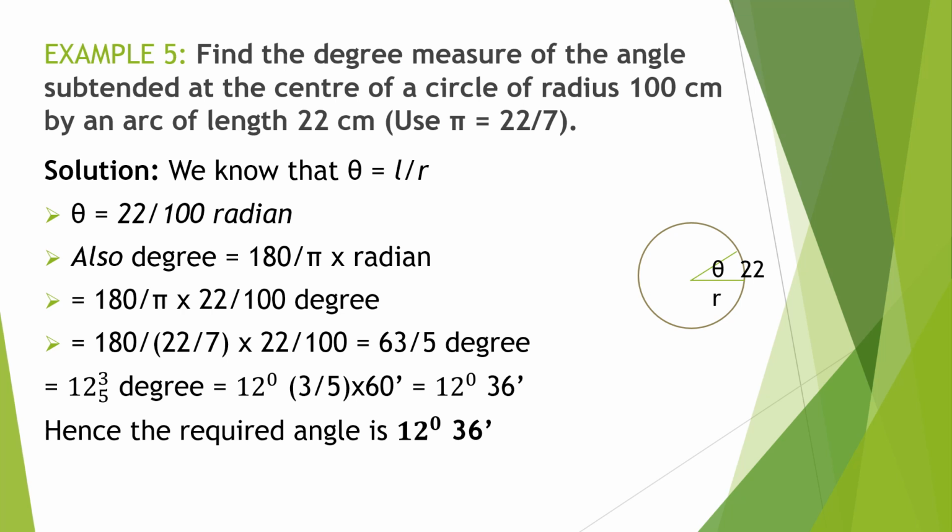So theta we have got 22 by 100 radian, but we need the measure in degree. So we know degree is equal to 180 upon pi into radian. So 180 upon pi into how many radians? 22 by 100. So put the value of pi and simplify, you get this as 63 upon 5 degree. So again, what is 63 upon 5? 12, 3 by 5 degree. So 12 degree, 3 by 5 convert to minutes. So 3 by 5 into 60, which gives you 36 minutes. So the required angle in degree measure is 12 degree and 36 minutes.